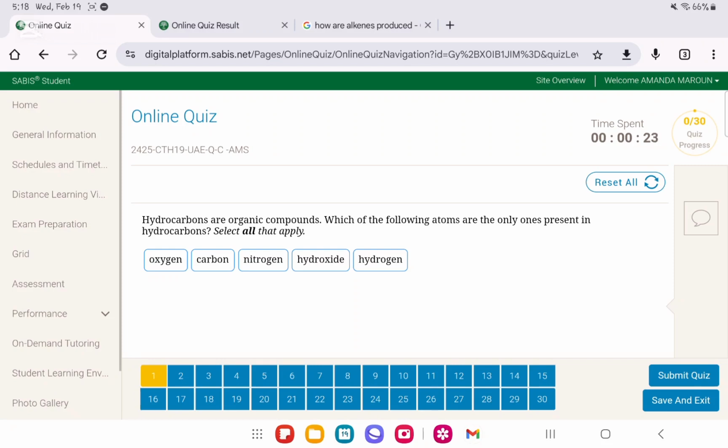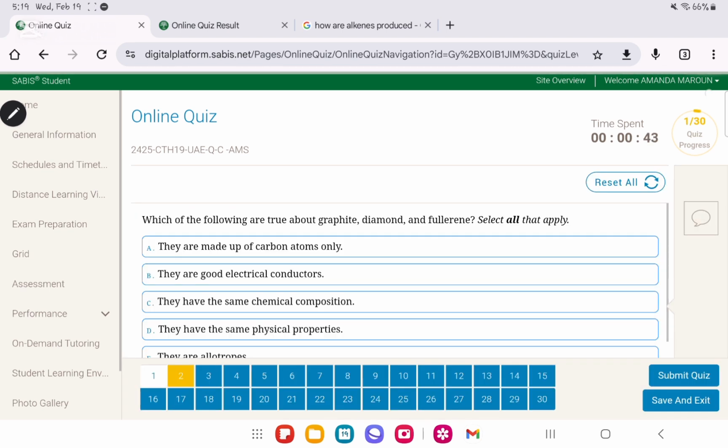In the first question we have hydrocarbons are organic compounds. Which of the following atoms are the only ones present in hydrocarbons? From their name, they have hydrogen and carbon. So the only two compounds present in hydrocarbons are going to be what? Hydrogen and carbon. We move on to question number 2.